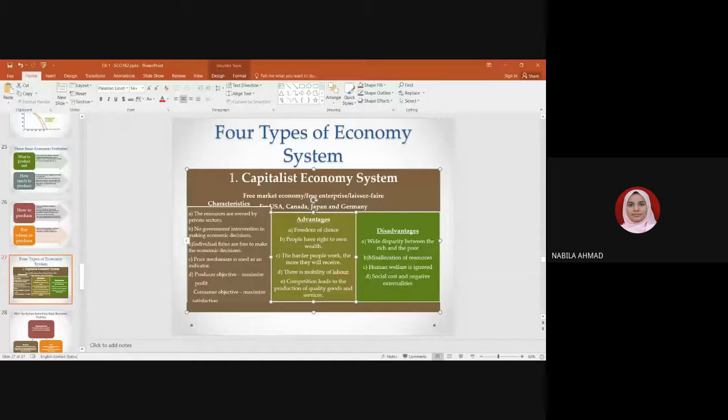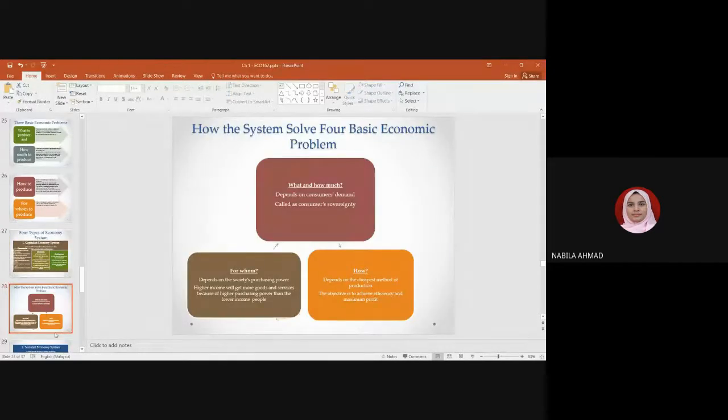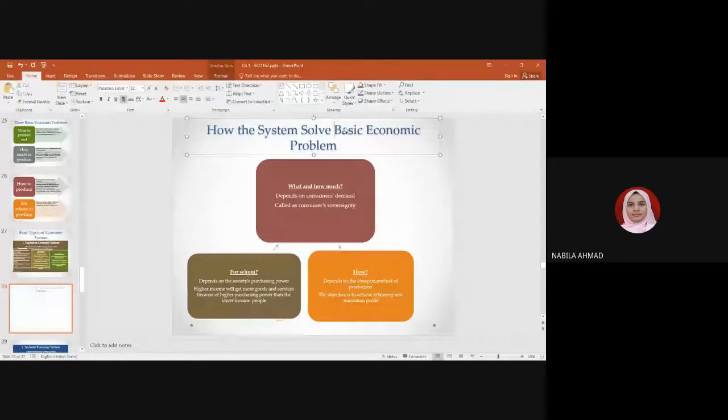Right? Okay. So how this system solve the basic economic problems? Basic economic problems tu yang tadi itulah. What to produce and how much, how to produce and for whom. So what and how much to produce itu depends on the demand of society and demand of people yang kita panggil sebagai consumer sovereignty.